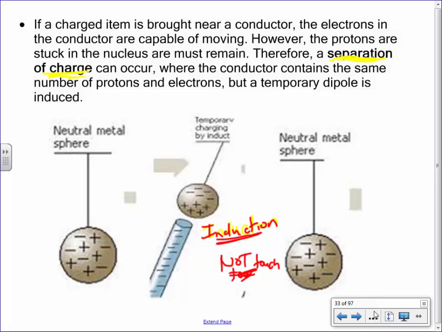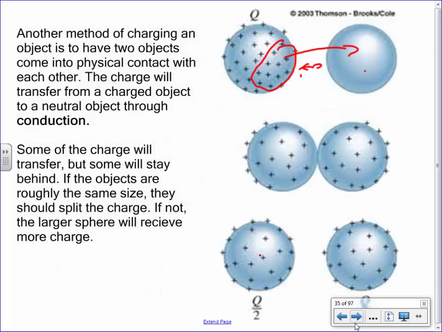So let me define that for you one more time. Induction involves bringing something very, very close but not touching. Conduction involves actually direct contact. Conduction is going to be permanent, whereas induction, the phrase I want you guys to know, is separation of charge. It separates temporarily.